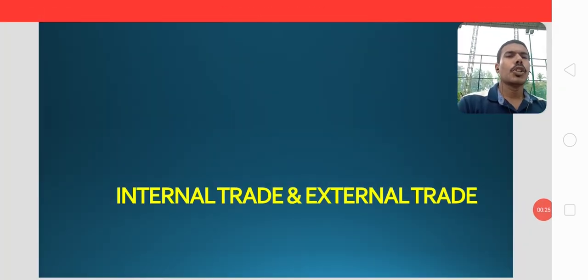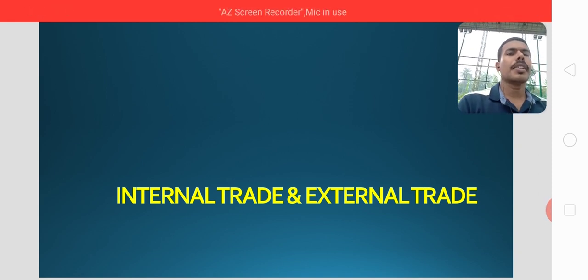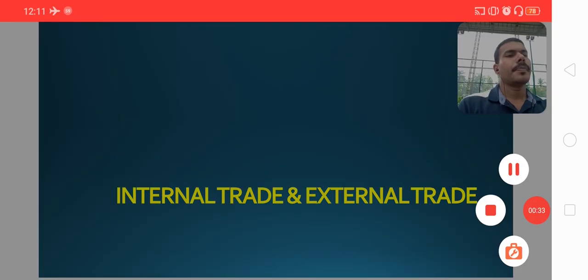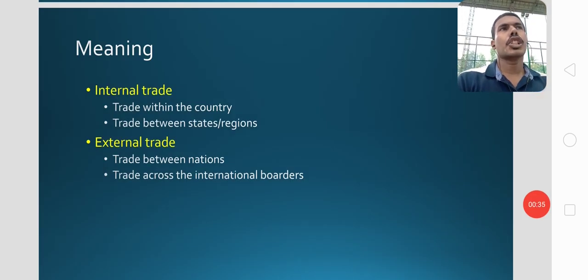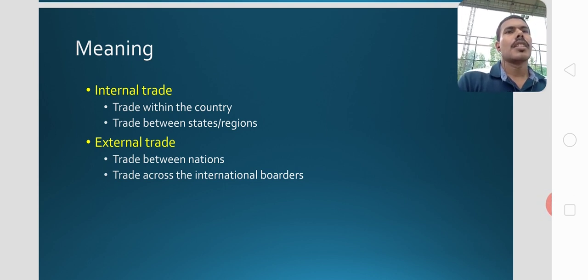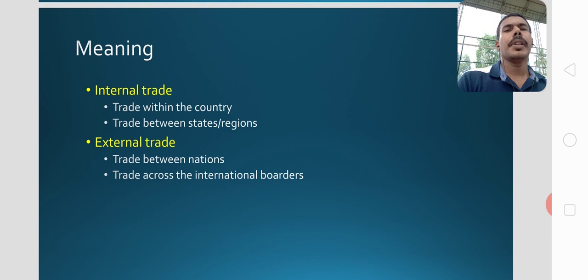This is a simple topic, internal trade and external trade. You all know, I think, the meaning of internal trade and external trade. First of all, let's look at the meaning. Internal trade is a trade within the nation. It is the domestic trade. It is the trade between regions or states in a nation. For example, the trade between Kerala and Tamil Nadu.